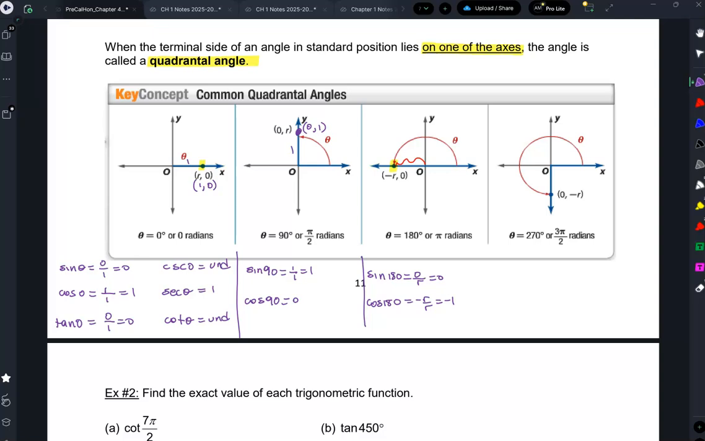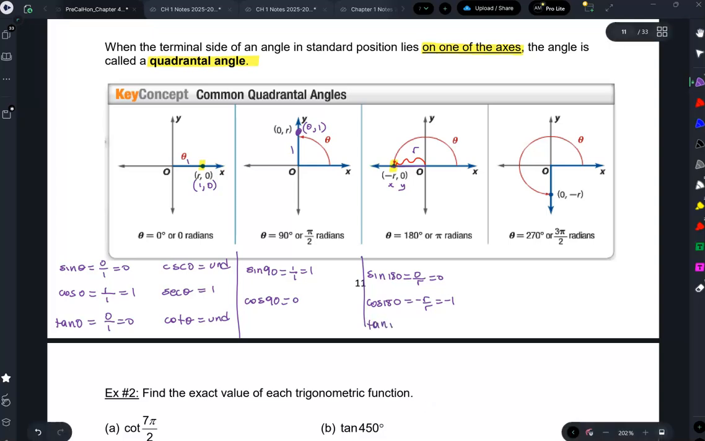Okay, hang on. I get paid for this. Let me do this. The coordinate here is negative r comma 0. So that's x comma y. And how much is the radius from here to negative r? R. So now, sine of 180. Remember sine we said was y over r? Okay, so the y coordinate over r, 0 over r. Cosine is x over r. The x coordinate over r is negative r over r. Okay, so what would tangent be? It's y over x. That would be 0 over negative r, which is 0.